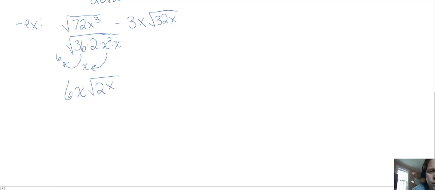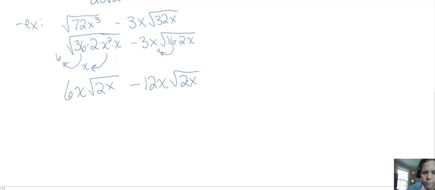Now if I look at 32, I'm going to break this down to, again, trying to find the largest perfect square, which is going to be 16. So if you think 4 times 8, but then 8 still has a 4 in it, so the highest perfect square would be 16. 16 times 2. So square root of 16 is 4. 3x times 4 is 12x. And then I have 2x on the inside still. So now my radicals are exactly the same.